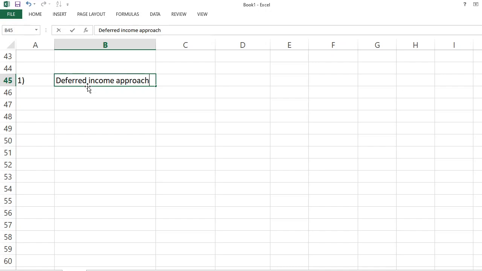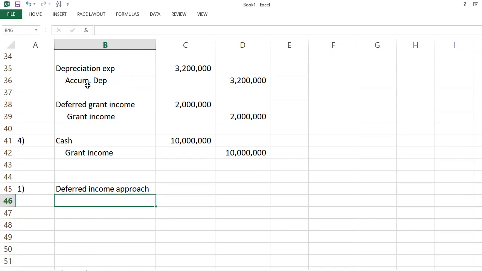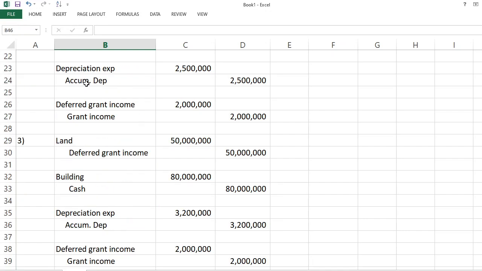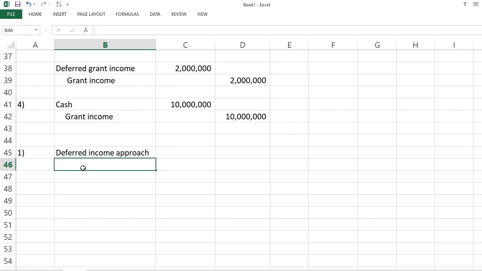The most common approach that is used in accounting for government grants is the deferred income approach. This is what we used in the first problem. This is actually a deferred income approach. So, let's go.